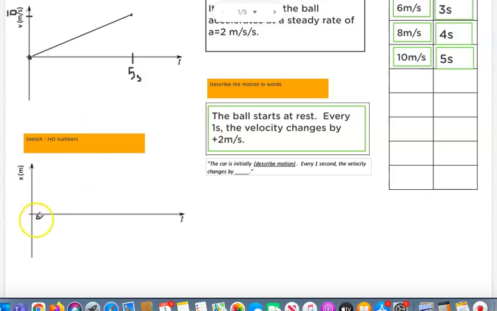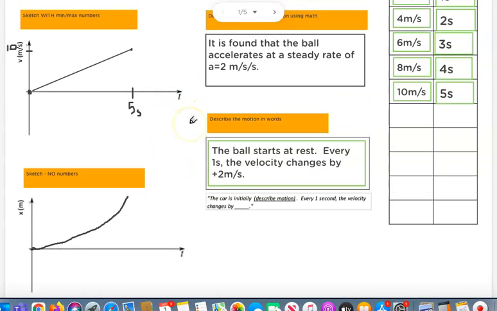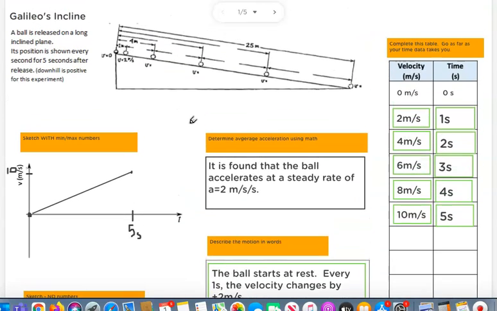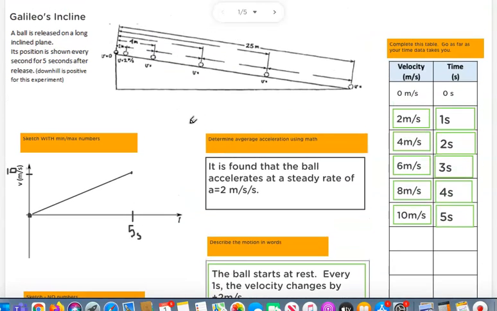What would the position time graph look like? Well, I'm going to start with no slope, kind of flat. And I'm going to end up at a steep slope, and so it's a curve. Something like that. Now for position time, I don't need to draw numbers here because we're not equipped yet with enough information. But these are 5 representations of acceleration for this Galileo's incline.